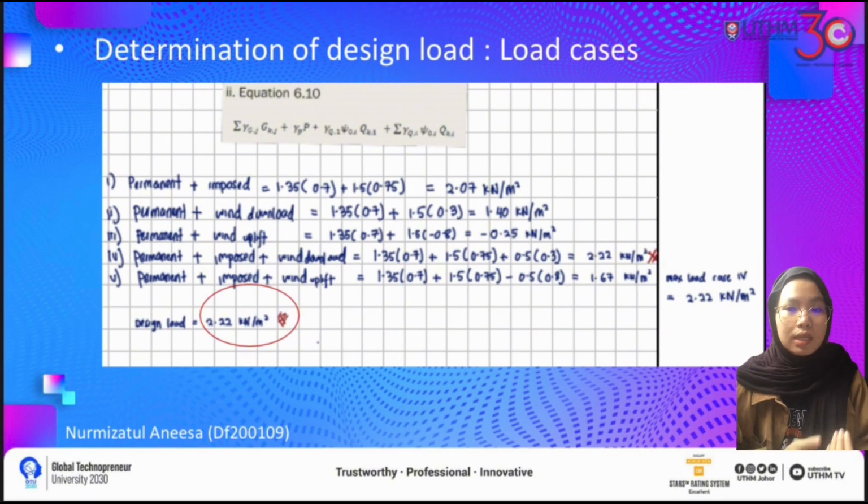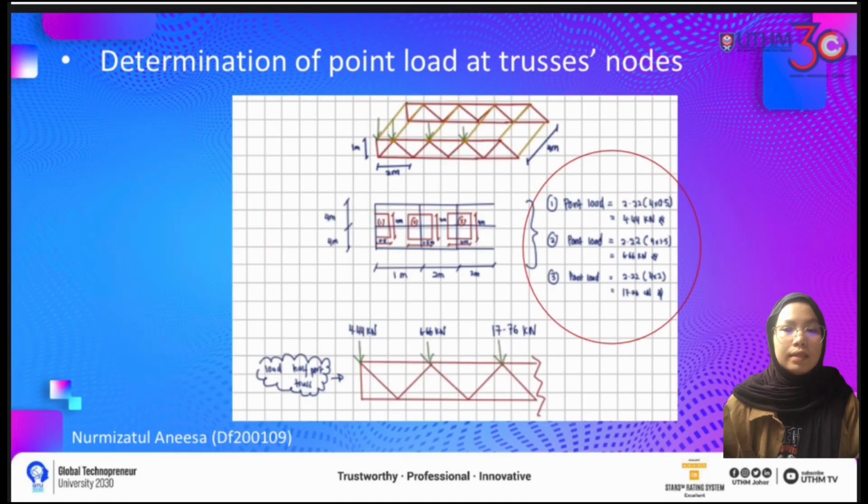As shown in the picture, the critical design load that we get is 2.22 kilonewton per meter square. Next is the determination of point load at truss nodes. Considering the area, we get 3 types of point load with different values, which are 4.44 kilonewton, 6.66 kilonewton, and 7.76 kilonewton for all the members at the upper chord.